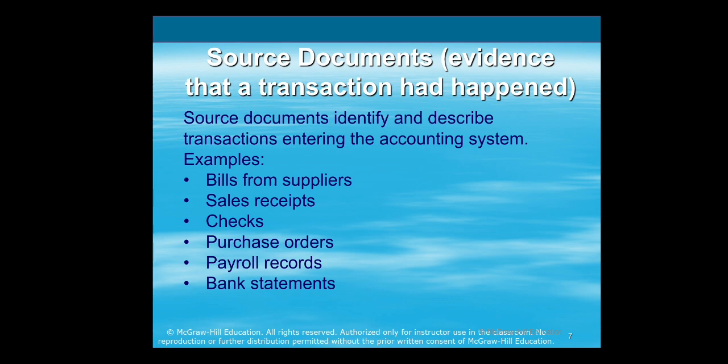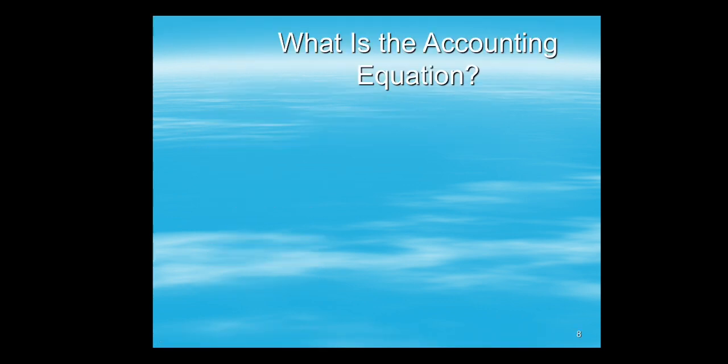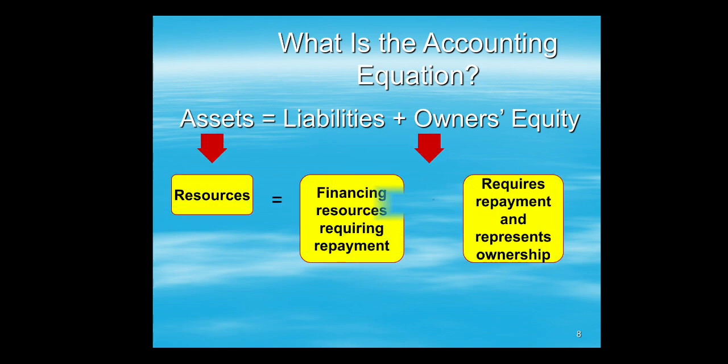Okay, and then remember, now you are learning about step 1 in the accounting cycle, which is analysis. In the analysis step, you have to identify the type of the transaction that happened, and the second thing is you have to know the effect of that transaction on the accounting equation.